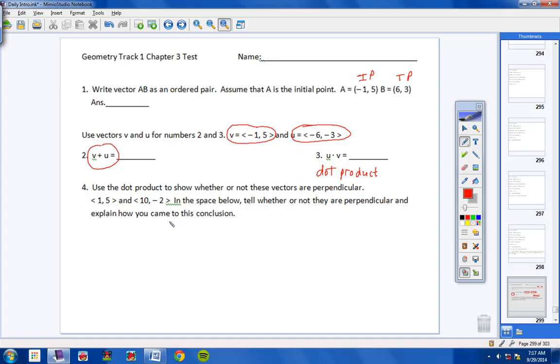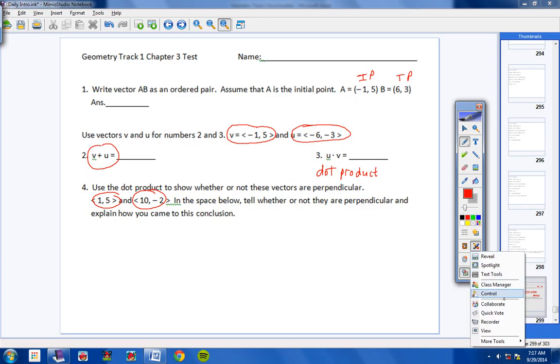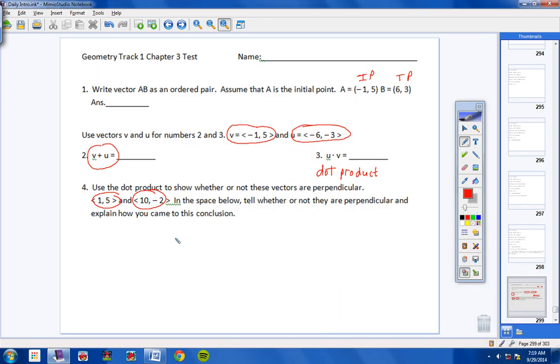Number 4, I want you to use the dot product to show whether or not these two vectors are perpendicular. So Matthew, on number 4, I want to know if the two vectors are perpendicular or not, and use the dot product and show your work down here, and then explain to me how you came to this conclusion. Whether they're perpendicular or not perpendicular.